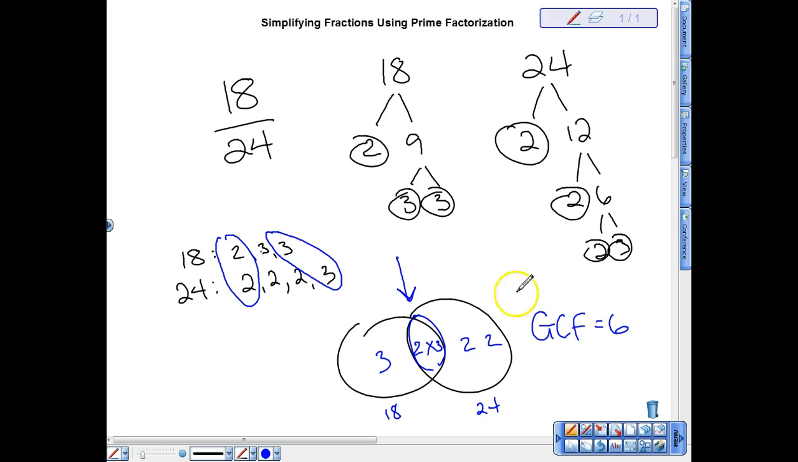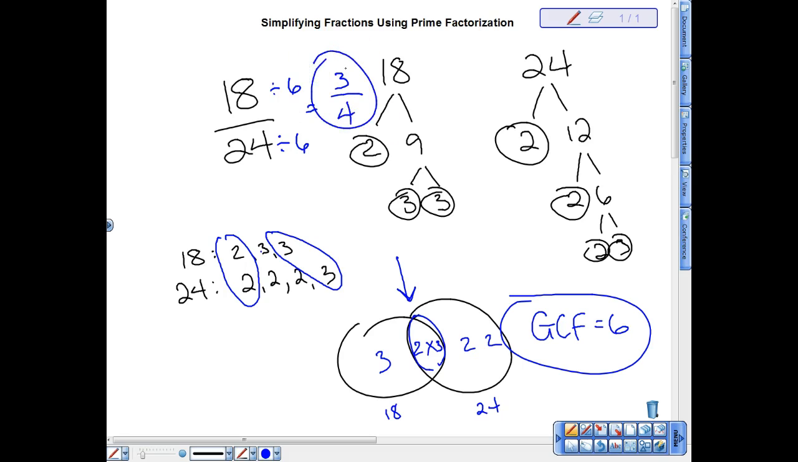Now, 6 is the number that I want to use to divide. It's the biggest number I can evenly divide into 18 and 24. So rather than factoring down, factoring down, factoring down, rather than keep making smaller fractions, now that I know the greatest common factor, I'm going to make it nice and easy. I'm going to divide 18 by 6 and divide 24 by 6, and I'm now going to have the smallest fraction I can possibly make.